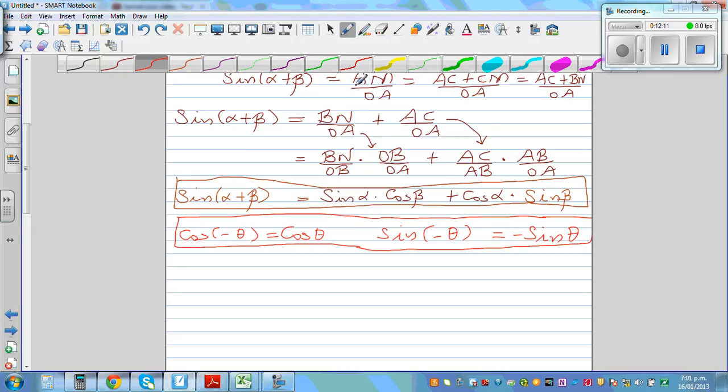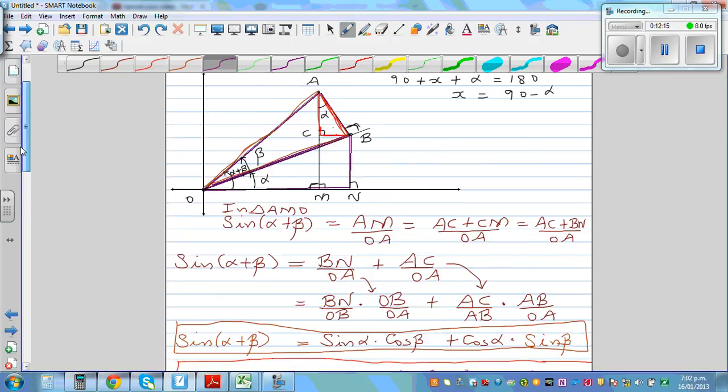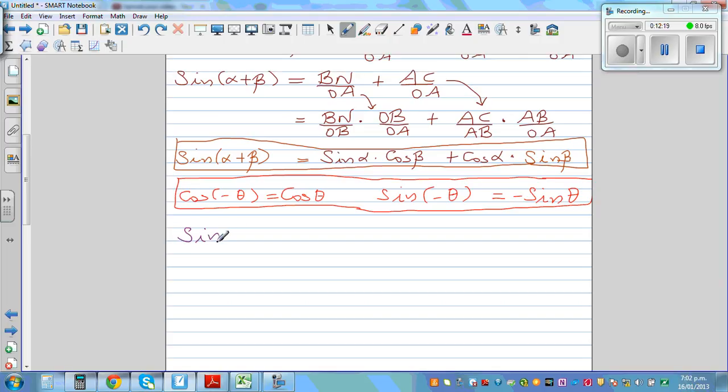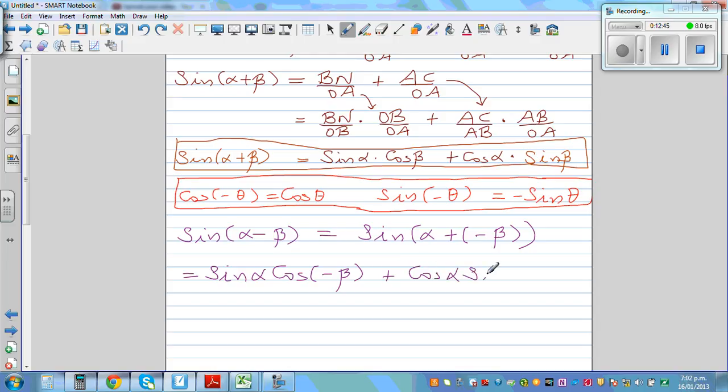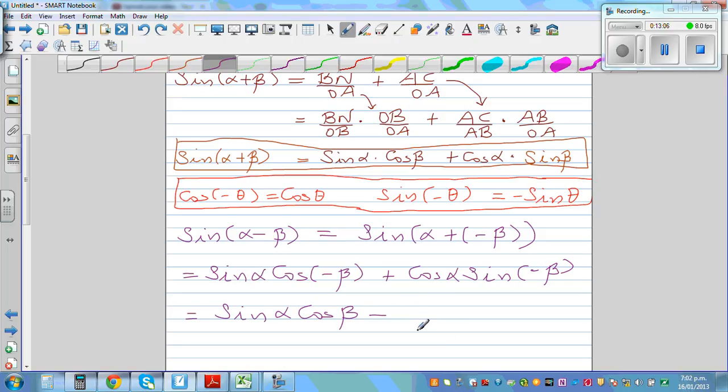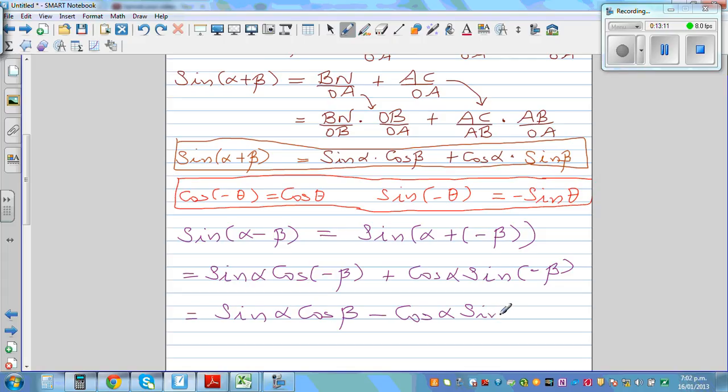Okay, so let us prove the final one: what is sine alpha minus beta? Sine alpha minus beta is the same as writing sine alpha plus negative beta. Using the same result, this is sine alpha cos negative beta plus cos alpha sine negative beta. Cos negative beta is the same as cos beta, so this is sine alpha cos beta. And sine negative beta is minus sine beta, so this plus will become minus. Minus cos alpha sine beta.